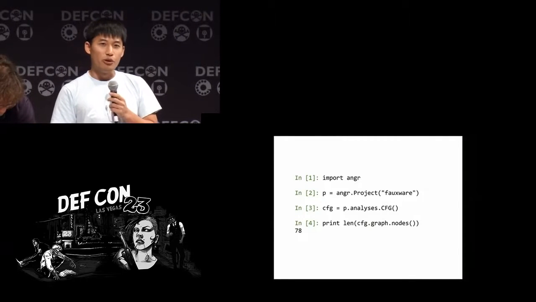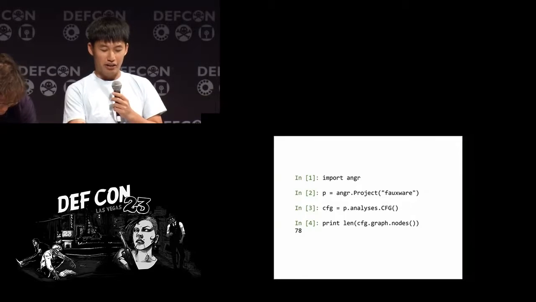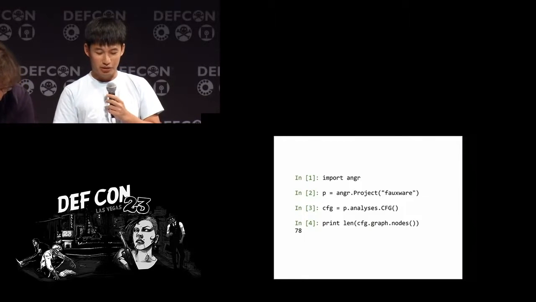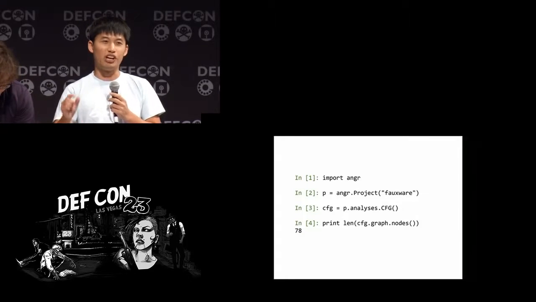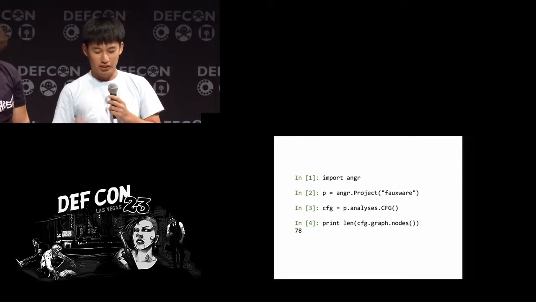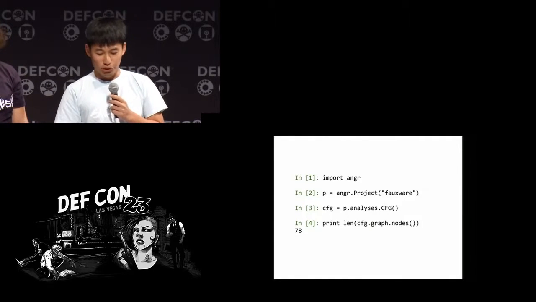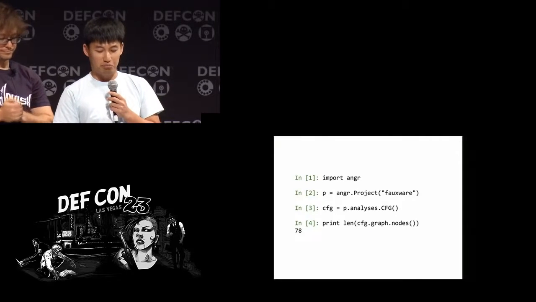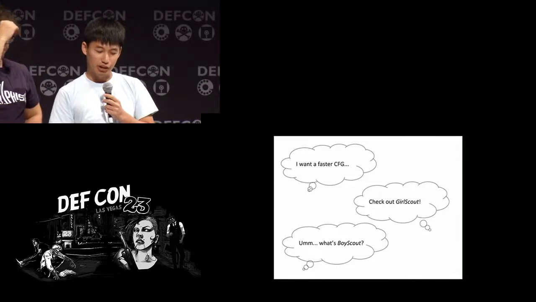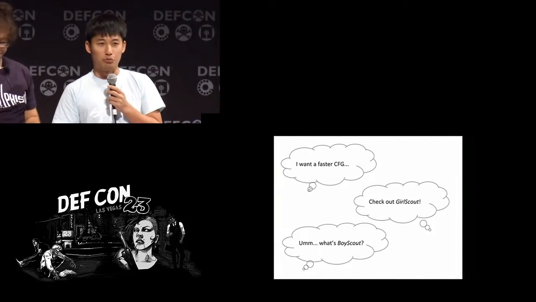This is how we create a CFG in angr. First line, import angr. Second line of Python, you create a project, firmware, which is a binary name. Third line, you say cfg equals p.analyses.CFG. Press enter, and then it will give you a CFG. We want to see how many nodes there are, how many basic blocks there are. There are 78. Great.